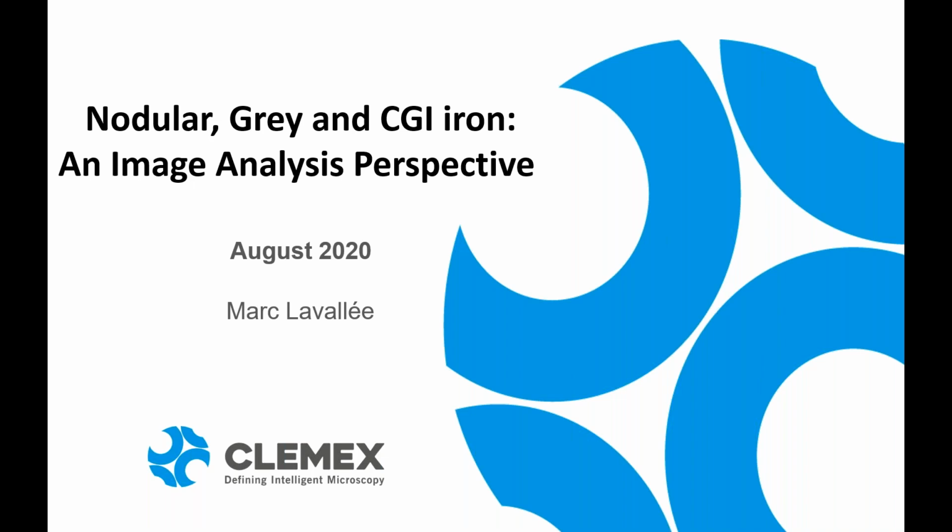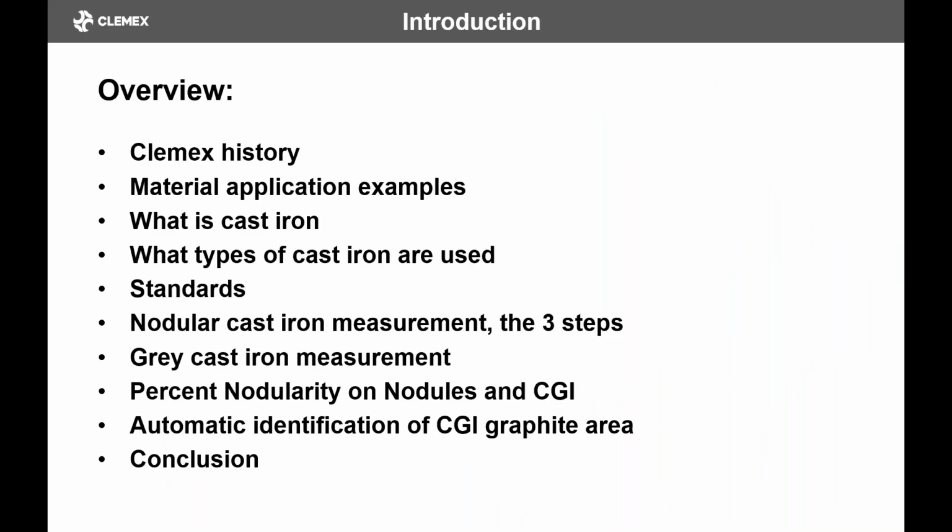So what we're going to talk about today is nodular gray and CGI iron, compact graphite iron. How do we look at them from an image analysis perspective? We'll have a quick overview. We'll look at the history of Clemex. What is cast iron? What is it used for? The standards that we use in image analysis to validate the graphite, mainly the graphite, and also gray cast iron, and also how do we measure nodules and CGI with image analysis.